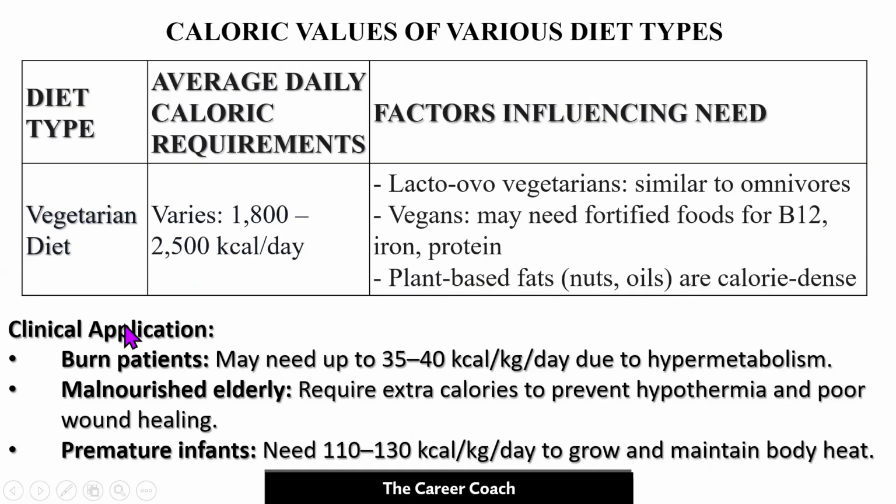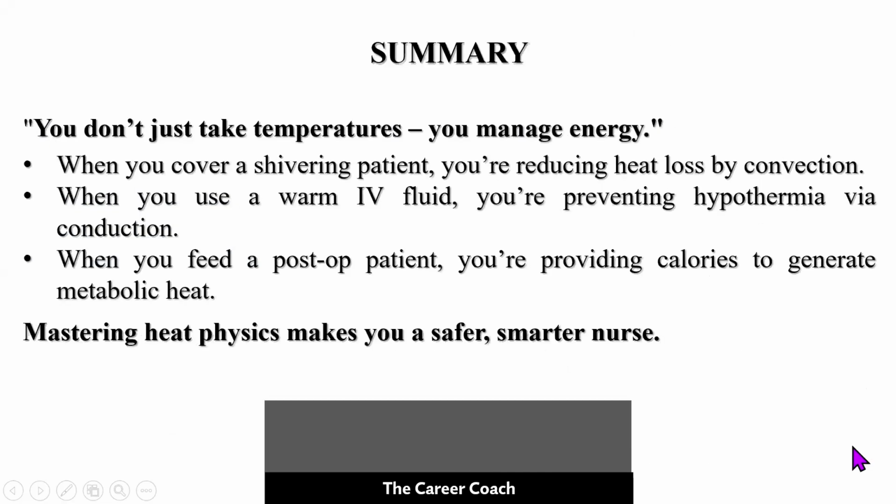How does this apply to nursing? Burn patients may need up to 35 to 40 kilocalories per kg per day due to hypermetabolism. Malnourished elderly require extra calories to prevent hypothermia and poor wound healing. Premature infants need 110 to 130 kilocalories per kg per day to grow and maintain their body heat.